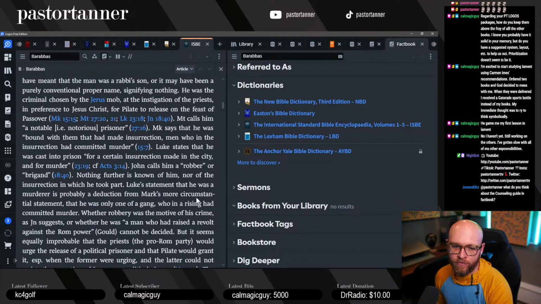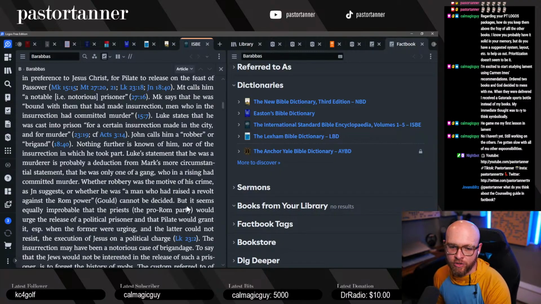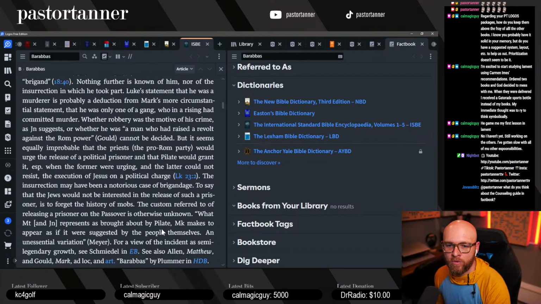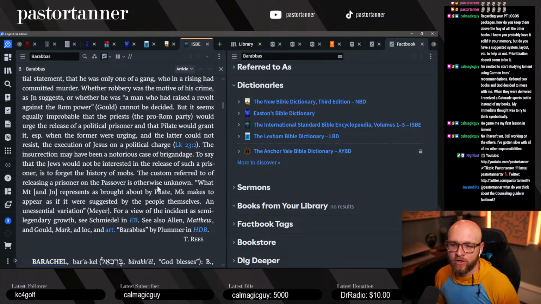Nothing further is known of him, nor of the insurrection in which he took part. Luke's statement that he was a murderer is probably a deduction from Mark's more circumstantial statement that he was only one of a gang who, in a rising, had committed murder. Whether robbery was the motive of this crime, as John suggests, or whether he was a man who had raised a revolt against the Roman power, Gould says, cannot be decided. But it seems equally improbable that the priests and the pro-Roman party would urge the release of a political prisoner, and that Pilate would grant it, especially when the former was urging and the latter could not resist the execution of Jesus on a political charge. The insurrection may have been a notorious case of brigandage.